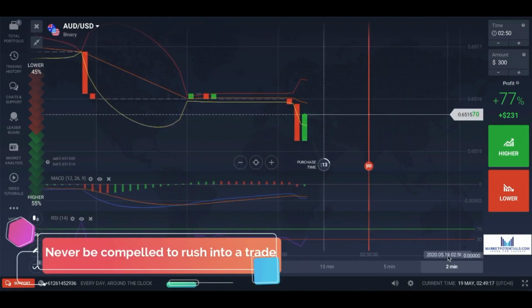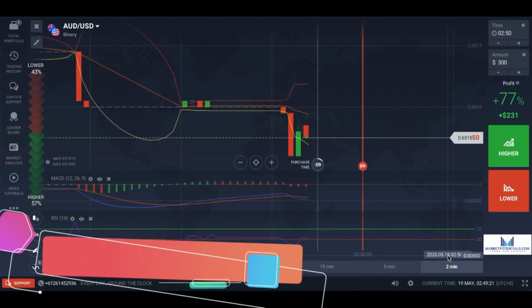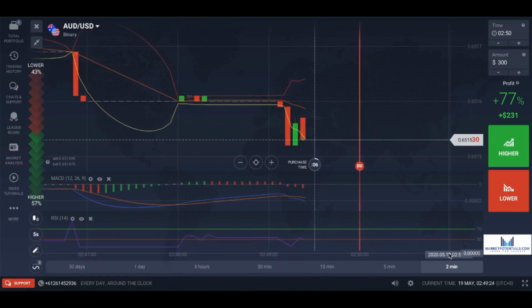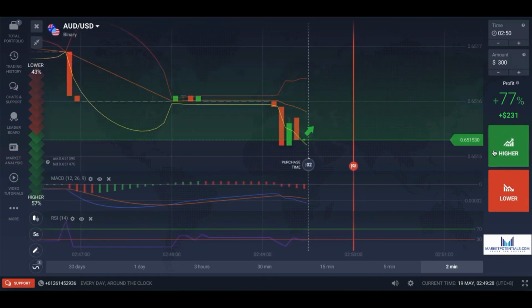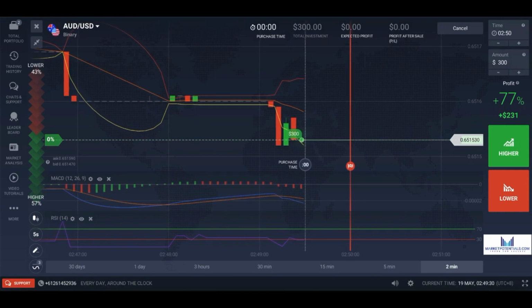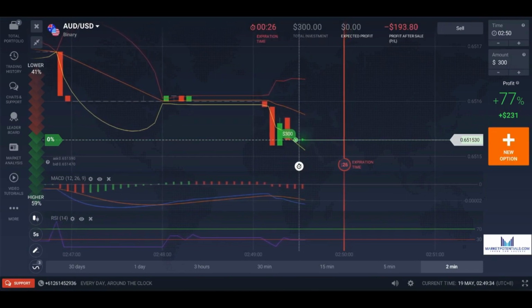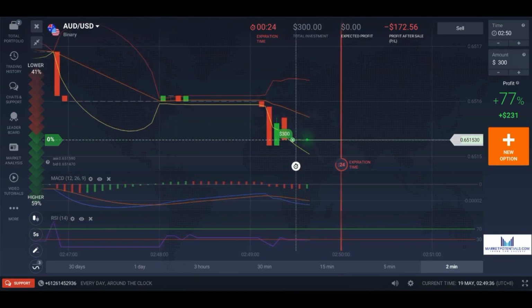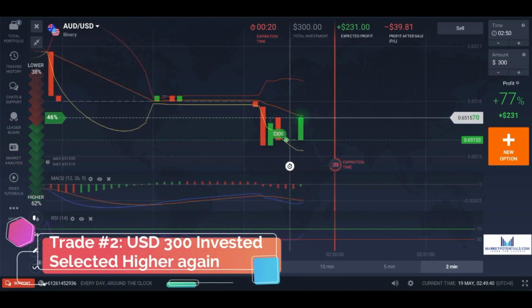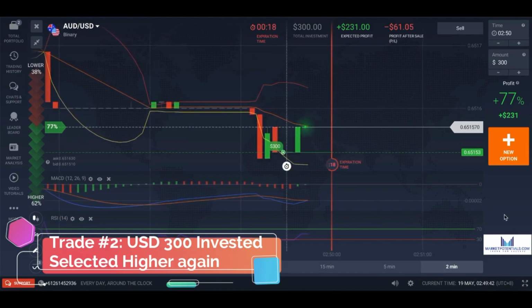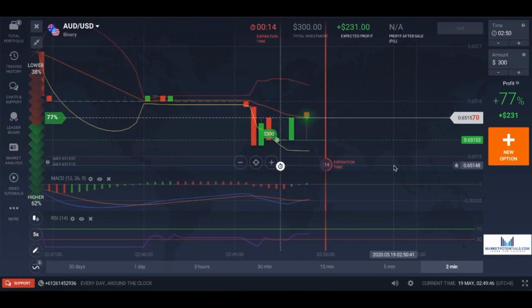Now I see another nice drop and a bounce coming back up. Sorry guys, I may be talking a little bit too much, but I'm just trying to share the sentiments behind my thinking. Okay, so I've put in the second trade. The second trade is for the same amount, $300, and I've selected higher. All right, so that's the nice bounce that I wanted. That's there, as I expected.